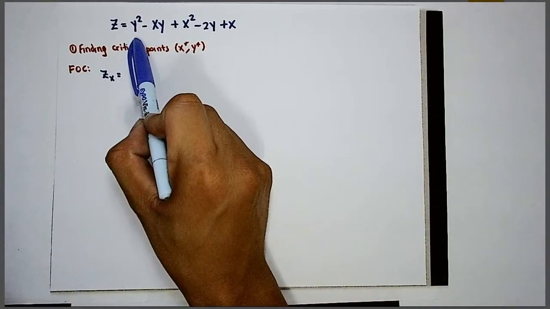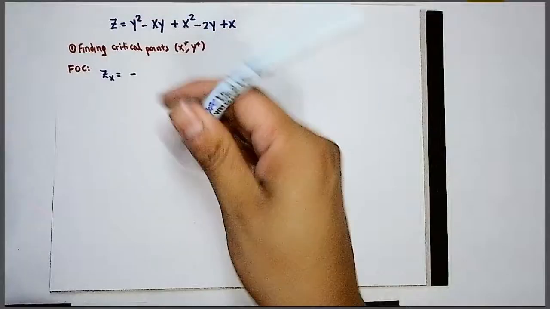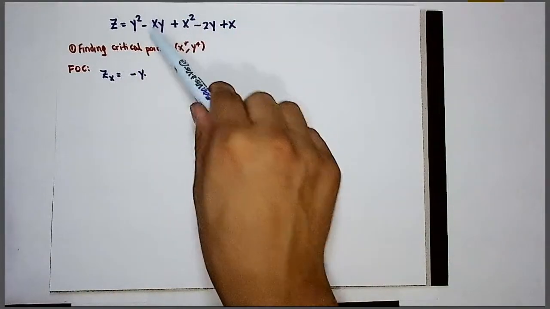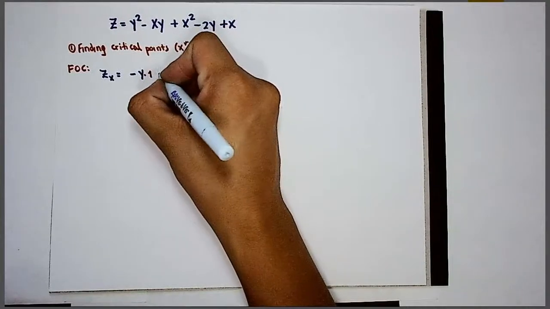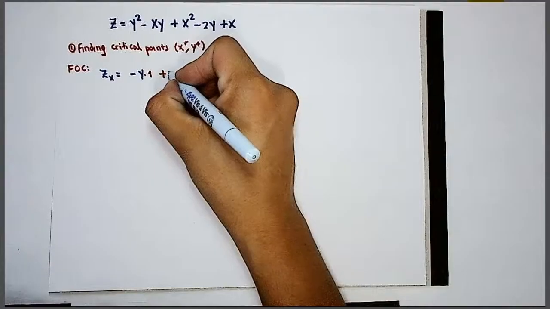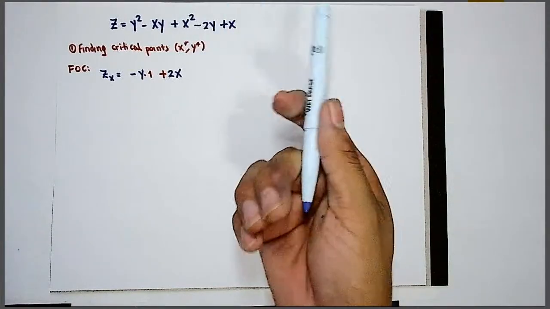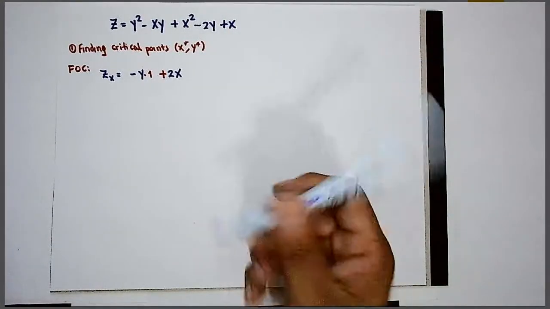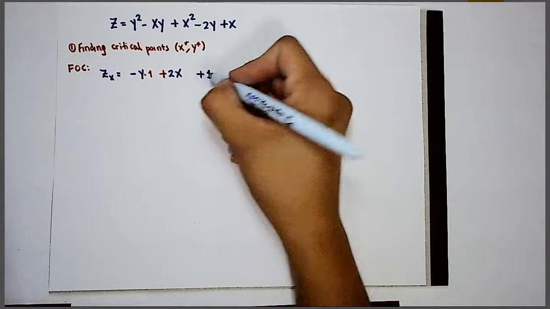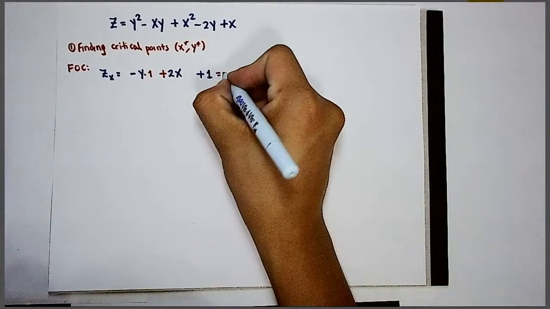Here y squared doesn't have x, so the derivative is 0. Minus, here the constant is y times the derivative of x with respect to x, which is 1, plus the derivative of x squared with respect to x, which is 2x, the derivative of 2y with respect to x is 0 because there is no x, plus 1, which is the derivative of x. And then we set this equal to 0.